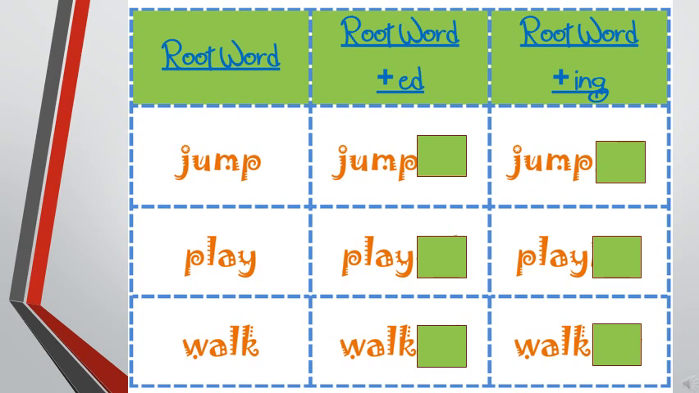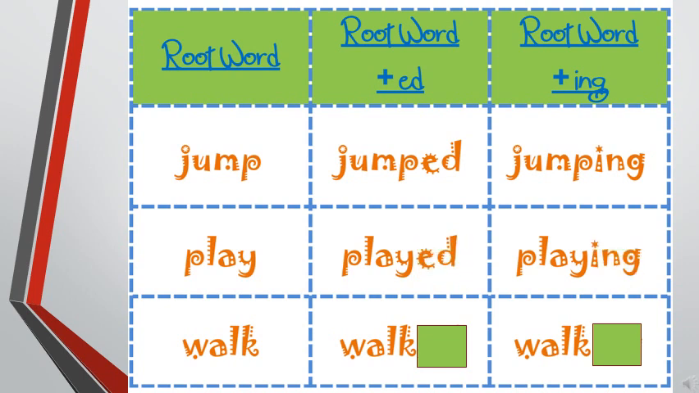Here are a few more examples. We're going to have root words jump, play, and walk. Let's start with jump. If I add that ed, the word becomes jumped. If I add the ing, it's jumping. If I have the word play, add the ed, played. Add the ing, playing. And last, we have the word walk, walked, and walking.